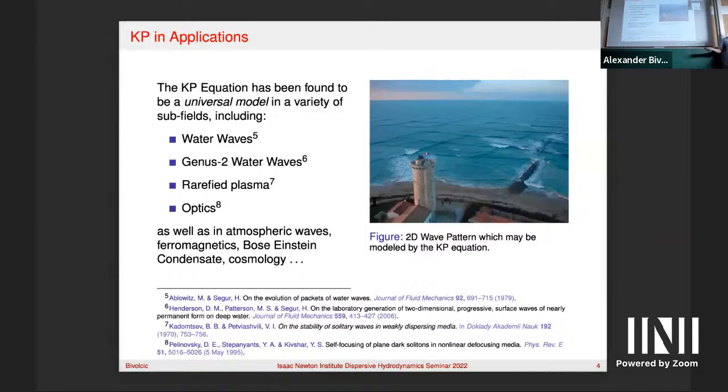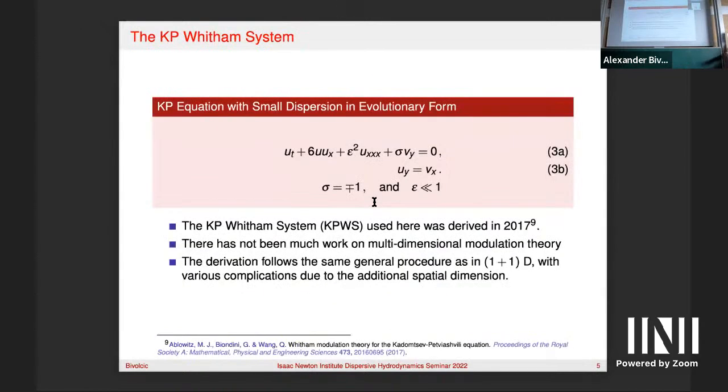But yeah, so let's get into the KP-Whitham system now. So I've rewritten the KP equation in evolutionary form. This is going to be more useful for the derivation of the system. This is what they end up using. And we're going to be doing this with small dispersion. So epsilon squared, the coefficient on the dispersive term, is going to be very small. It'll be a weak dispersion.